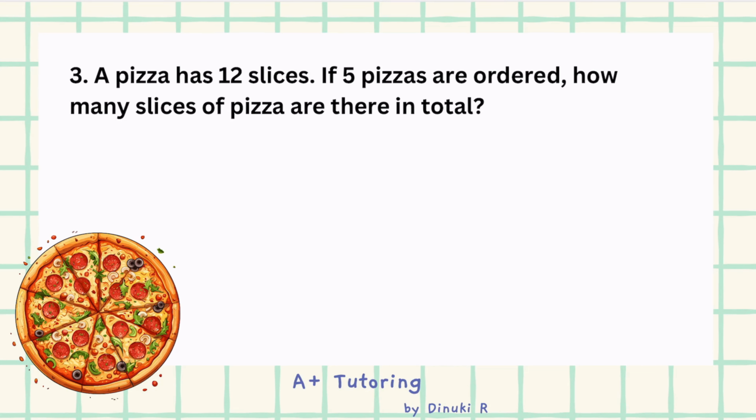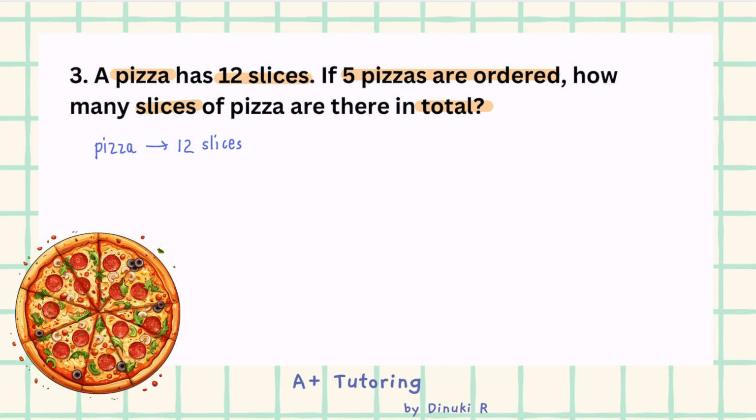Okay, now that you've had a chance to read through the question, let's go through it and highlight keywords. A pizza has 12 slices. If 5 pizzas are ordered, how many slices of pizza are there in total? So, you know that each pizza has 12 slices, right? Your working out might look a bit different. You might write it out differently, but what's important is you get to the same answer at the end.